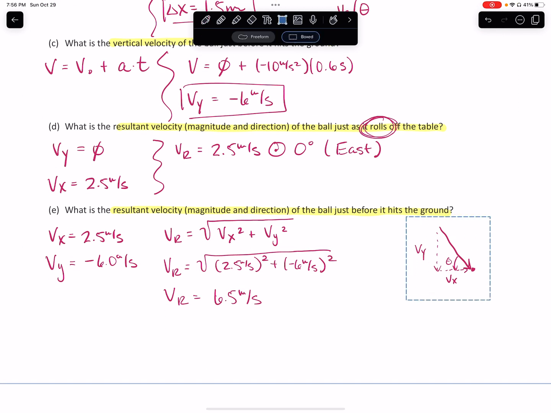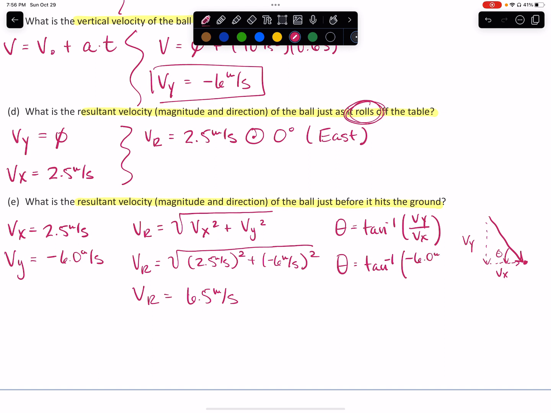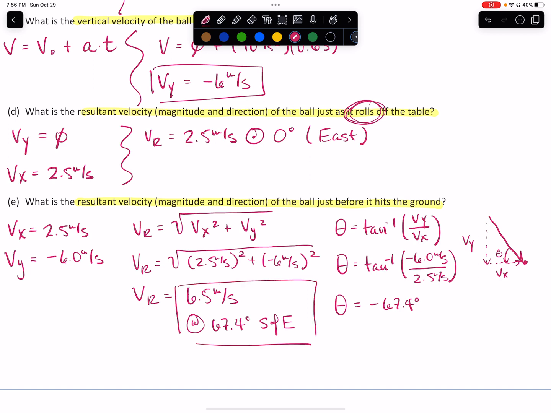So we need to calculate theta, and we're going to do that using our inverse tangent. Theta is the inverse tangent of our vertical velocity divided by our horizontal. So we plug those values in. Remember to keep your negative sign for that vertical velocity. So negative 6 meters per second divided by 2.5 meters per second. Take the inverse tangent, and we find that our angle here is negative 67.4 degrees. So our resultant velocity is 6.5 meters per second at 67.4 degrees south of east. That's our velocity right before the ball hits the ground.